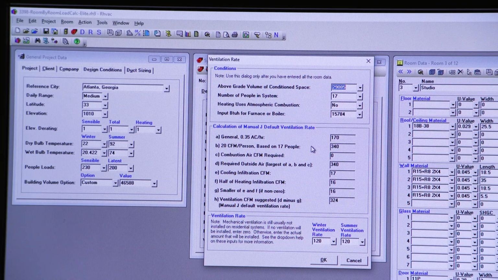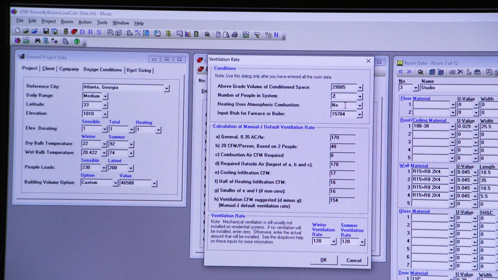It means the number is going to be bigger. You're going to be at 7 or 9 or 12. But generally, if you're paying attention to things, you're going to end up at 5. So you've got an above grade volume of conditioned space, the number of people in the system, and here I've put in number 17, which is way overblown, because that's for party mode.